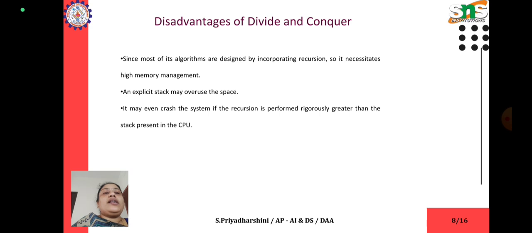Disadvantages: these algorithms are designed by incorporating recursion, so they necessitate high memory management. An explicit stack may overuse the space. It may even crash the system if the recursion goes deeper than the stack available in the CPU.